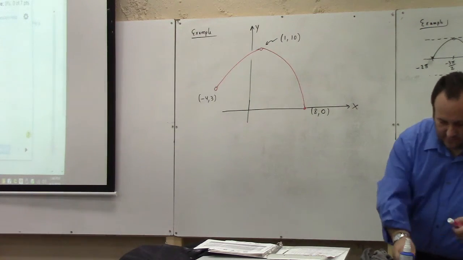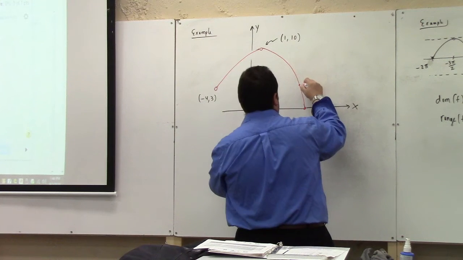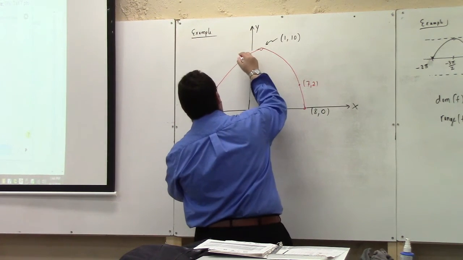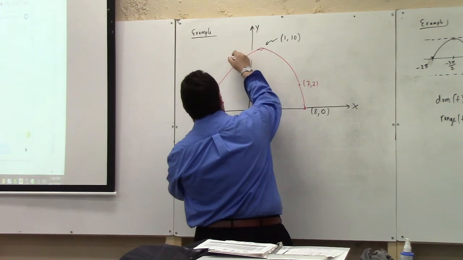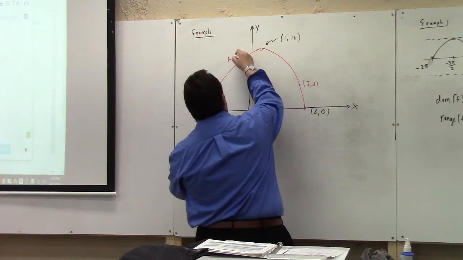And let me throw in some more points while I'm at it. This is like 7, 2. And over here you've got -1, I don't know, 7 maybe.